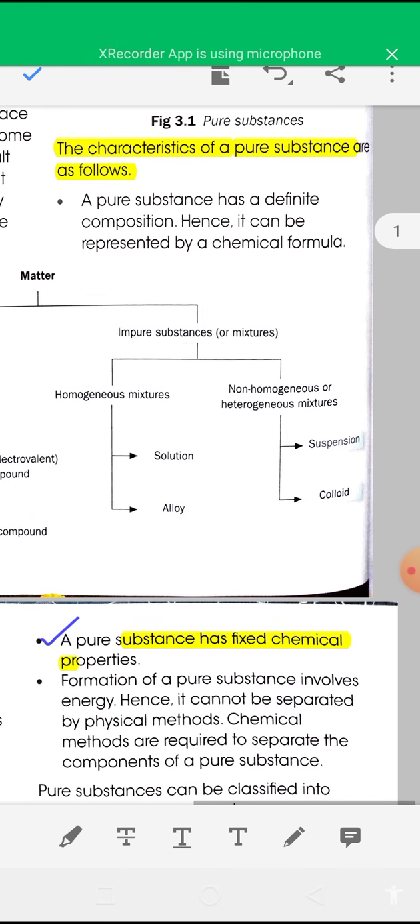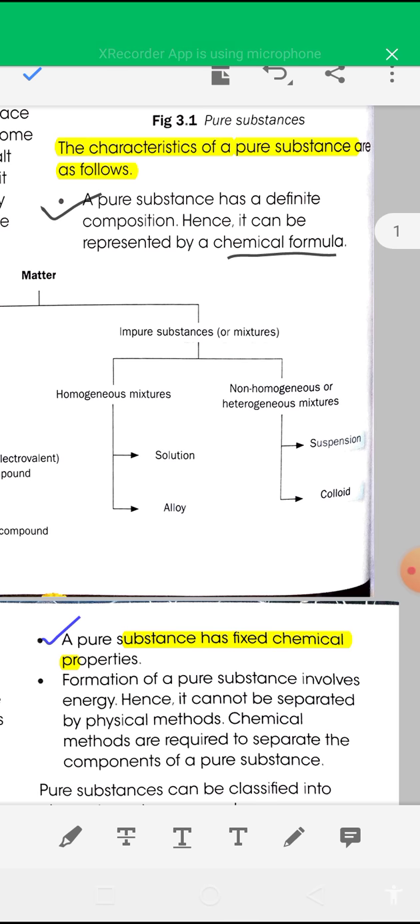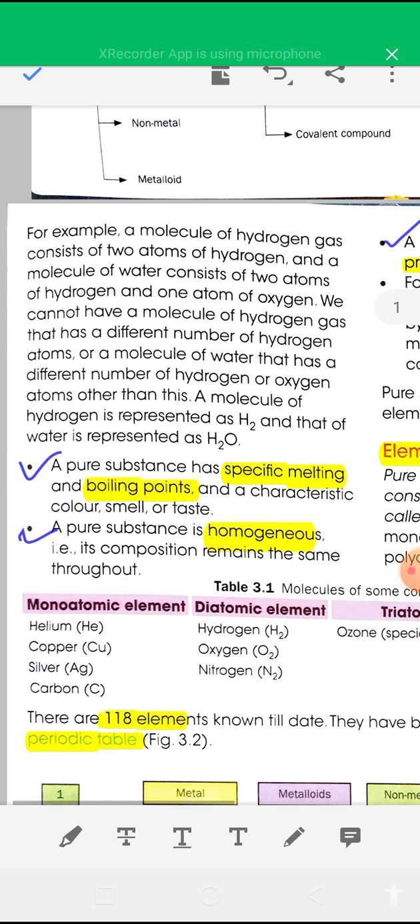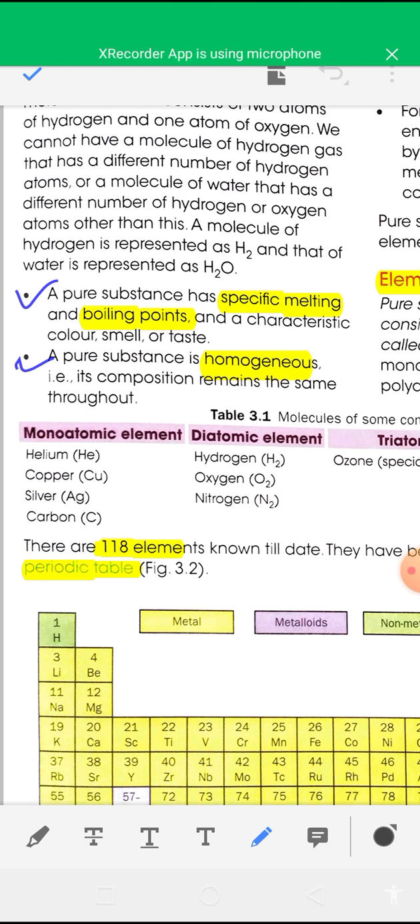Now see the characteristics of a pure substance. A pure substance has definite composition, and hence it can be represented by a chemical formula. Second point, a pure substance has a specific melting point and boiling point. Third point, a pure substance is homogeneous, that is, its composition remains the same throughout.